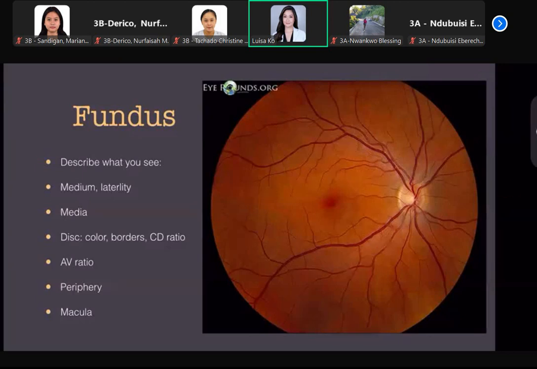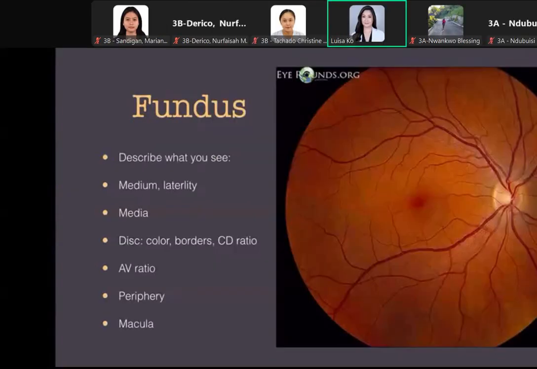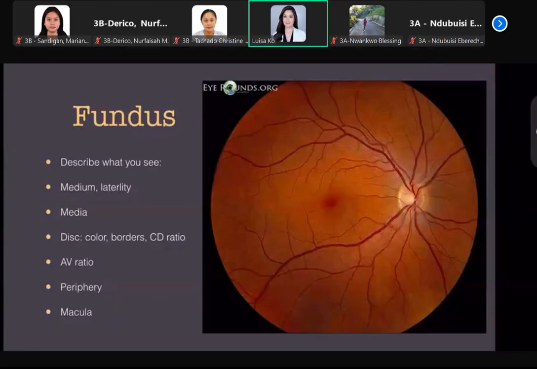You can either use a direct ophthalmoscopy or an indirect ophthalmoscopy. You can also use a fundus camera. So sometimes you might be shown pictures like this and asked to describe. So how do you do that?